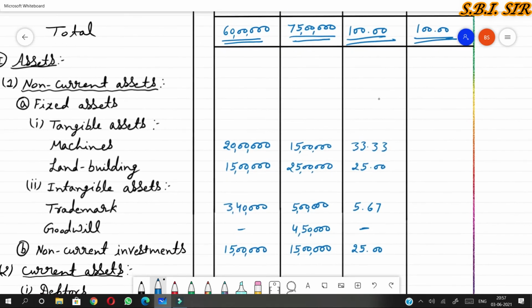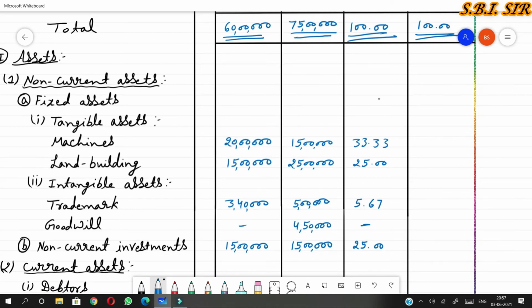Now for the assets, 15 lakh divided by 75 lakh multiply by 100, then we will get 20 percentage. 25 lakh divided by 75 lakh multiply by 100, then we will get 33.33 percentage. 5 lakh divided by 75 lakh multiply by 100, then we will get 6.67 percentage. 4 lakh 50,000 divided by 75 lakh multiply by 100, then we will get 6 percentage. 15 lakh divided by 75 lakh multiply by 100, we will get 20 percentage.